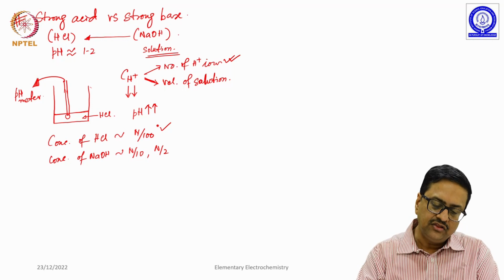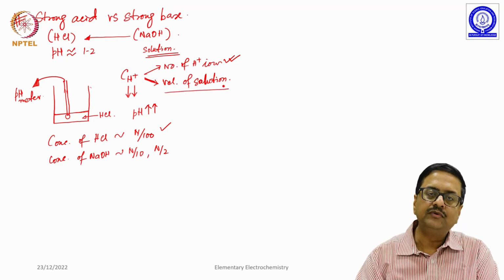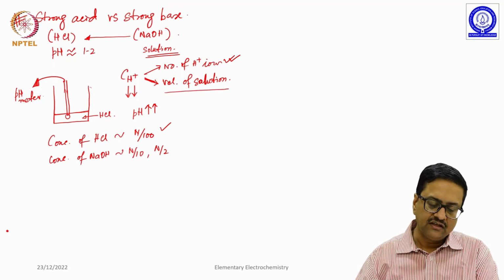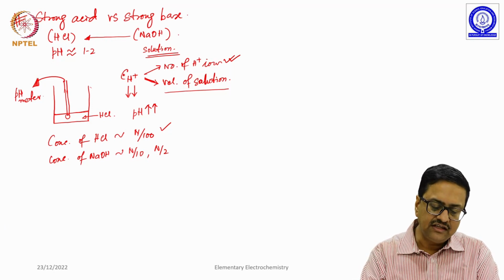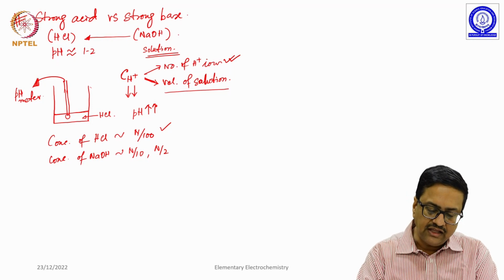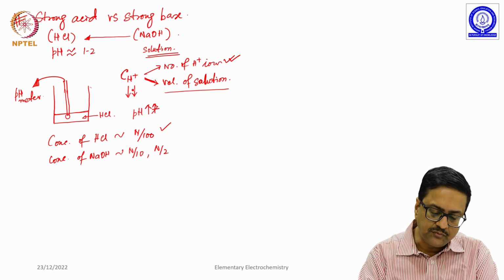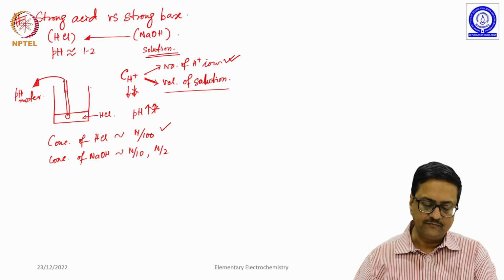As a result, the overall increase in volume of the solution will be minimum. So, because of volume increase, the change in concentration will be negligibly small. So, the effect of volume increase on pH can be ignored.